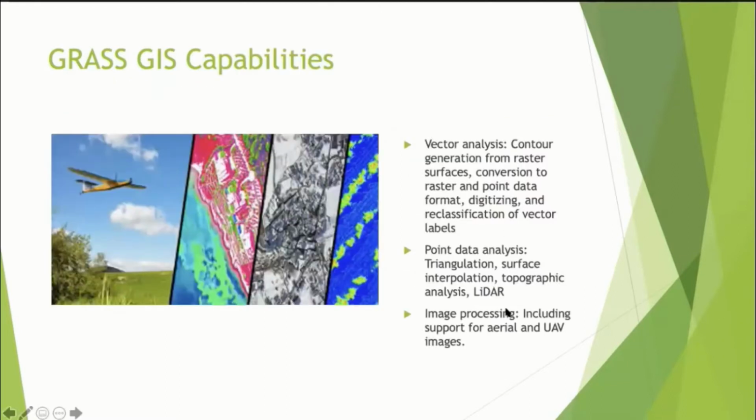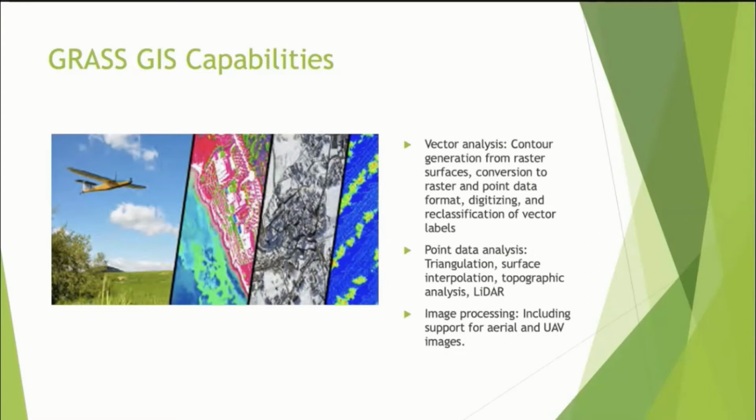From this, we have vector analysis. That is basically talking about how this software can produce contour generation from raster surfaces, conversion to raster and point data format, digitizing and reclassification of vector labels. Then we have point data analysis, which includes things like triangulation, surface interpolation, topographic analysis, and of course, LiDAR.